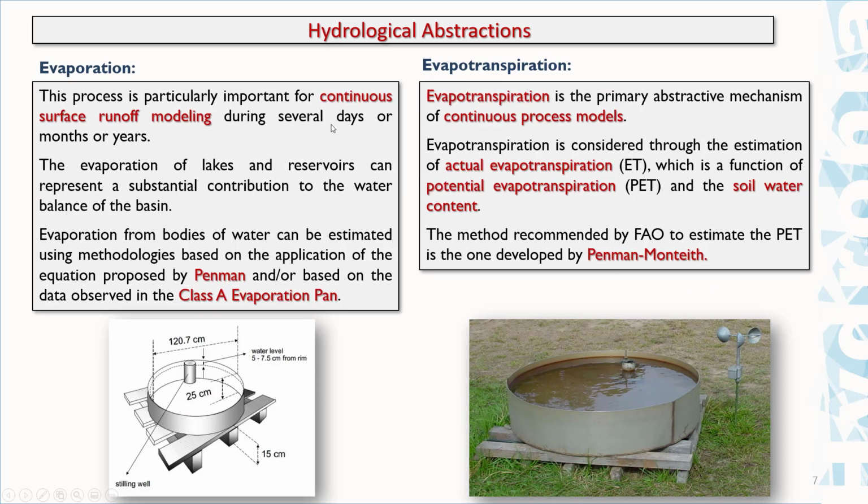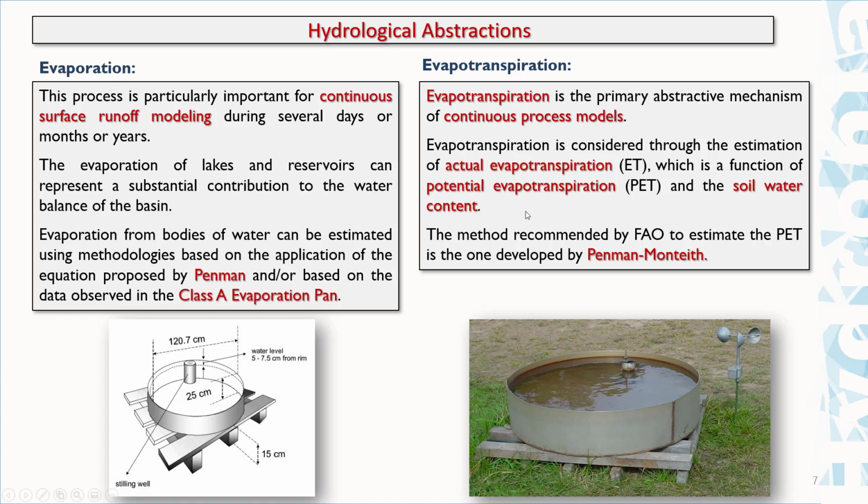And then the process of evaporation and evapotranspiration. We can measure the evaporation in this type of Class A evaporation pan. Those are the dimensions of this Class A evaporation pan, and this is a picture of one of these evaporation pans. We can measure here the evaporation and relate that evaporation with the evapotranspiration. That's a possibility, but also the evapotranspiration can be estimated using the potential value, the potential evapotranspiration, using the methodology recommended by the Food and Agriculture Organization, that is the methodology developed by Raymond Montier.